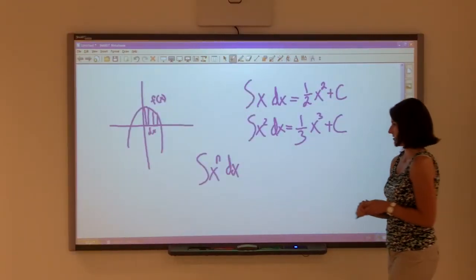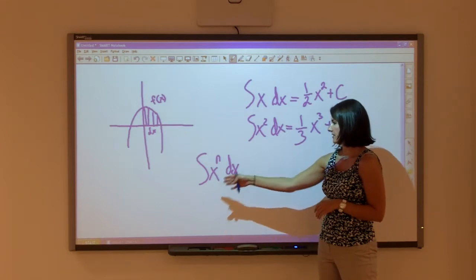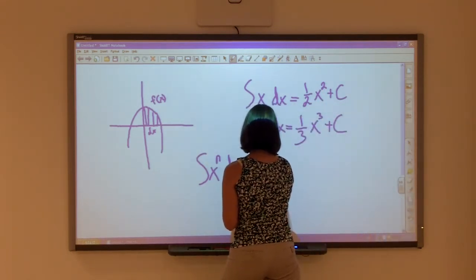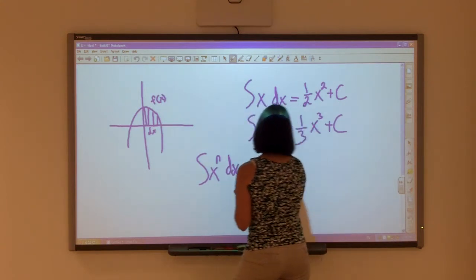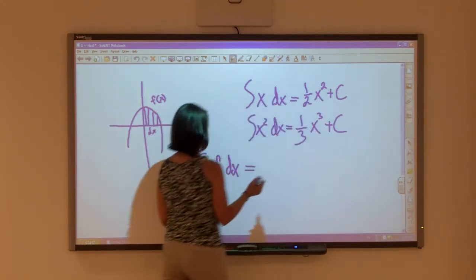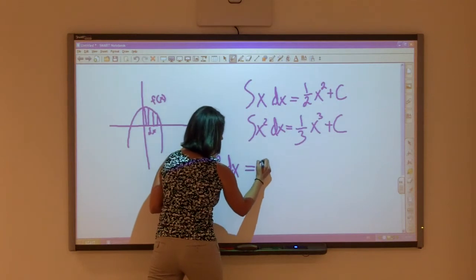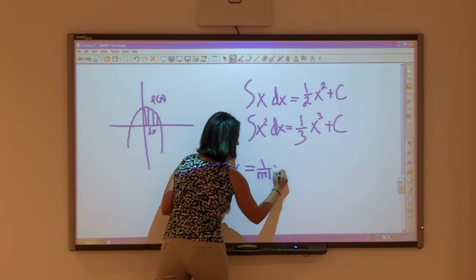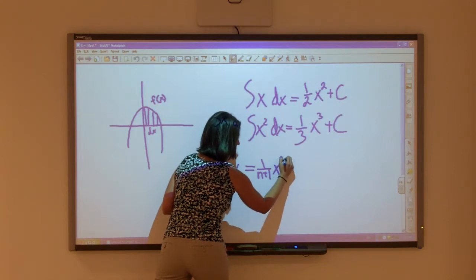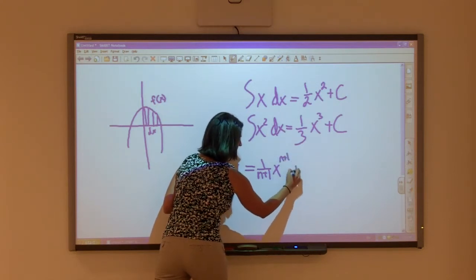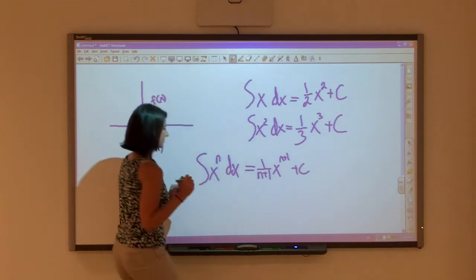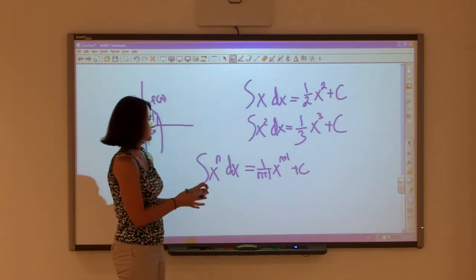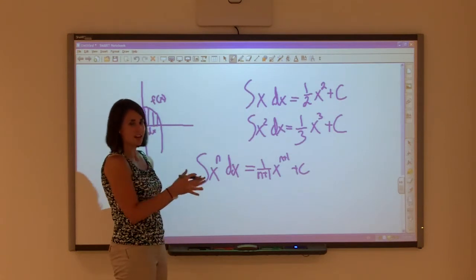So a good formula to use is the integral of x to the n, dx, equals 1/(n plus 1) times x to the n plus 1, plus your constant. Okay? So this should work for a lot of polynomials. Now I say a lot. So let's try another example.